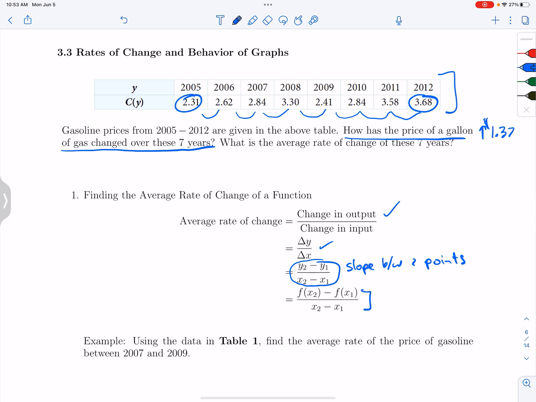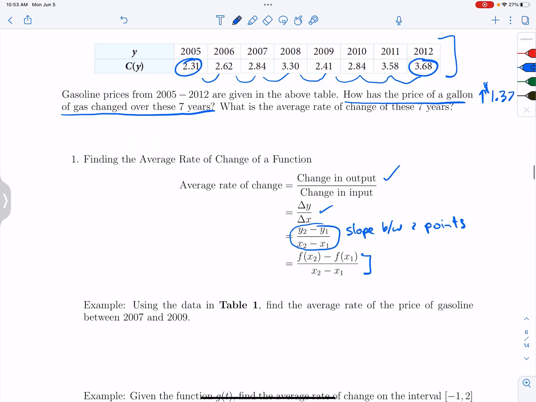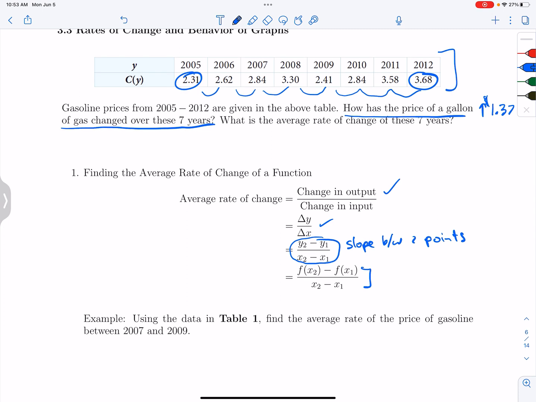And then down here we have the average rate of change written with function notation. This first question says, using the data in table 1, find the average rate of change for gas between 2007 and 2009. So we're going to look at 2007 here and 2009. And we can see it's decreased. To find the average, we're going to take the change of the outputs, $2.41 minus $2.84, divided by the change in the inputs, the years: 2009 minus 2007.